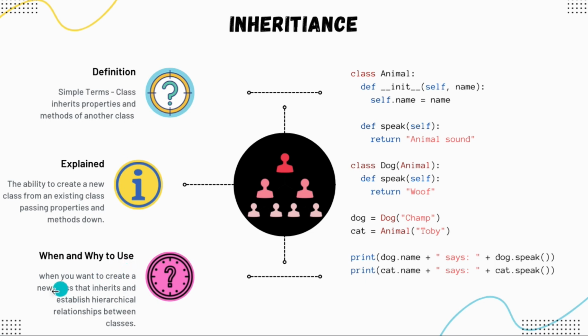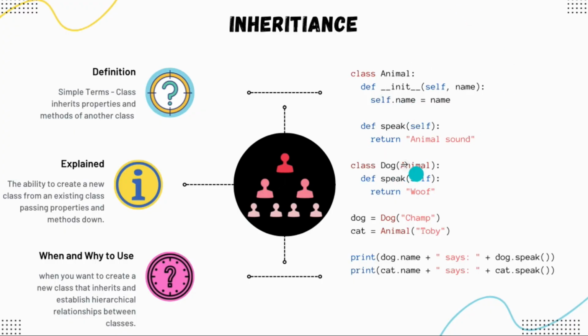Now, when and why do we use this? Well, when you want to create a new class that inherits, you basically want to establish some kind of hierarchical relationship between your classes that are all working together. That's why we use inheritance. All I'm touching on is single inheritance. You could do multiple inheritance, which I've actually touched on in my other videos. I'll try and link them.